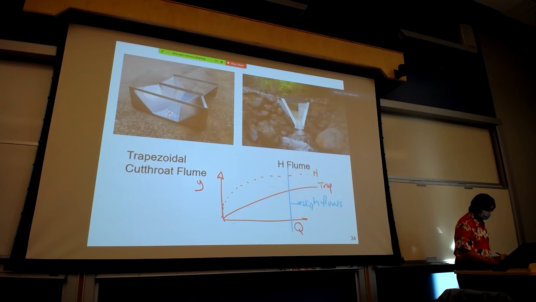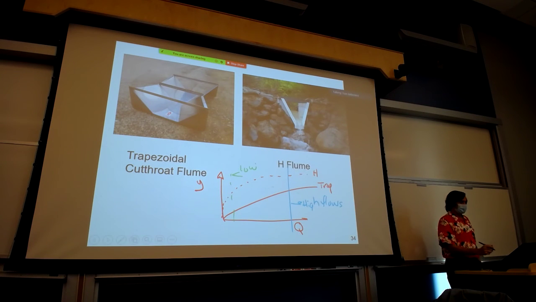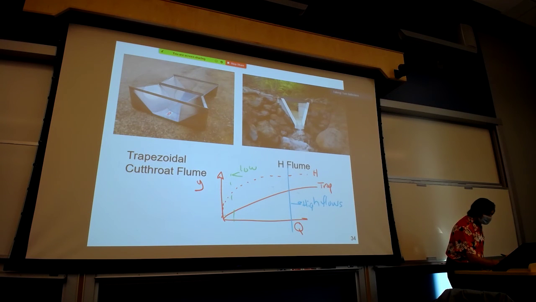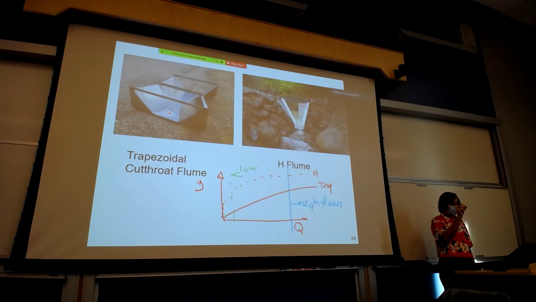If you're interested in the low flows, the H flow would have a bigger change in depth of flow for a small change in Q. So it's giving you a better estimate of the discharge than the trapezoidal, because in trapezoidal, a very small change in depth of flow gives you a big change in discharge. So you're not getting a lot of precision at the low ends with the trapezoidal flow. And so that's the whole idea of selecting weirs and flumes.